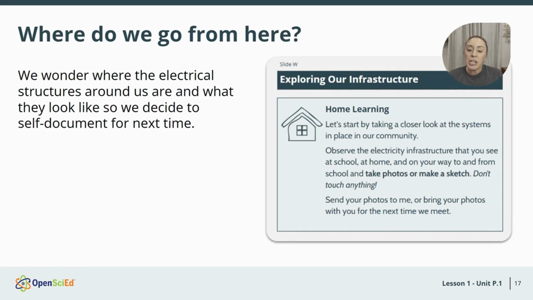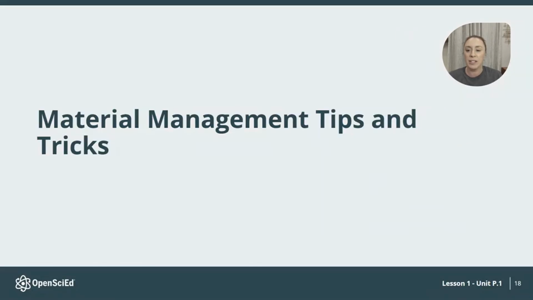And so where we go from here at the end of lesson 1 is that we have all of these questions, we have all of this information that we're wondering, and we need a way to start investigating. And so let's start investigating by taking a look at the electrical structures that are around us. As again, we knew that there were some components that mattered in our model, but it was really hard for us to identify what they are. So for home learning, we take some pictures of what we think the electrical grid in the community around us looks like, and we bring that back.